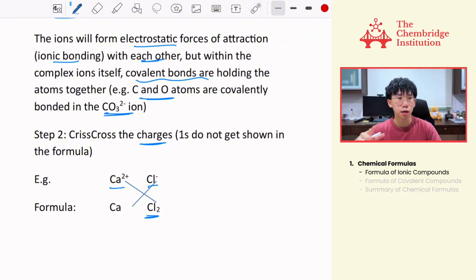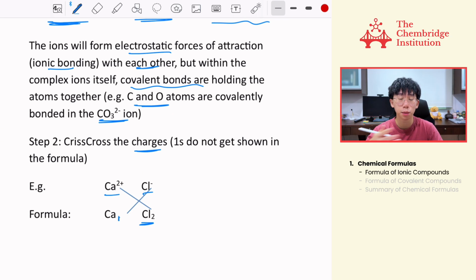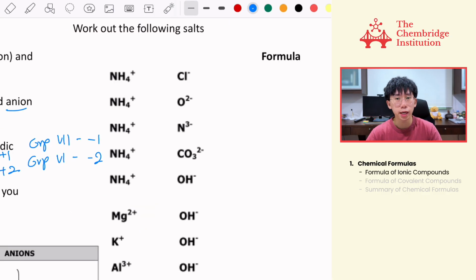And since chlorine has a -1 charge, the 1 is going to go to the calcium. It's as if there's a 1 over here, but we don't usually put a 1. So overall, the formula is just calcium chloride, CaCl2. Here are some examples of how we're going to work out the formulas for each of these salts, knowing that the ions are a particular charge.